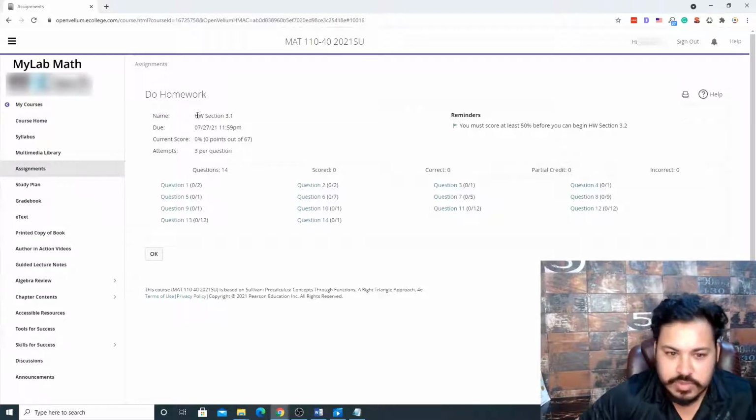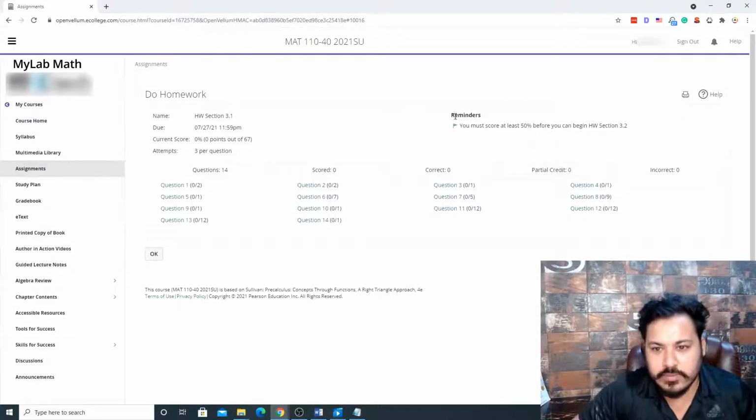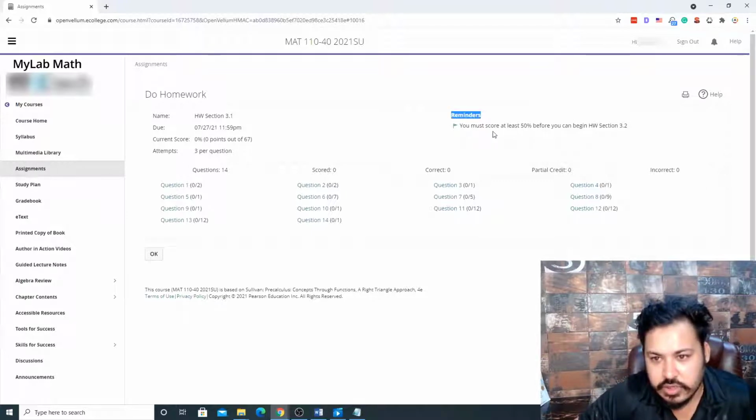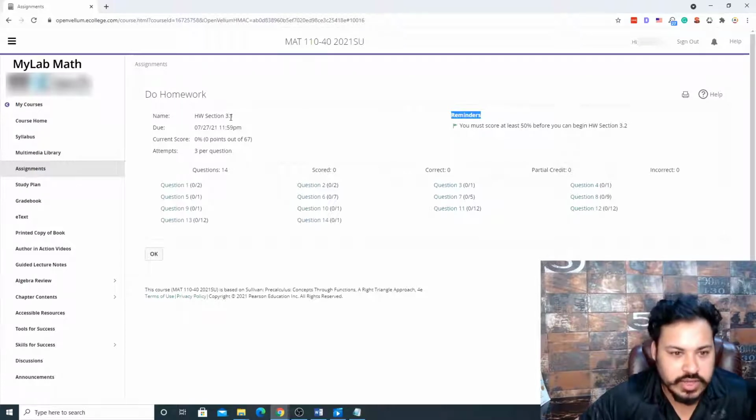The major problem is that if a homework set has 50 questions, it takes a lot of time solving them. Now if I look here, you see there's a reminder. You must score at least 50% before you can begin homework 3.2, which is the next section. This is homework 3.1, so unless I score 50% here, I cannot move on to the next section. The deadline is 27th July midnight, and right now it's a 0 score.